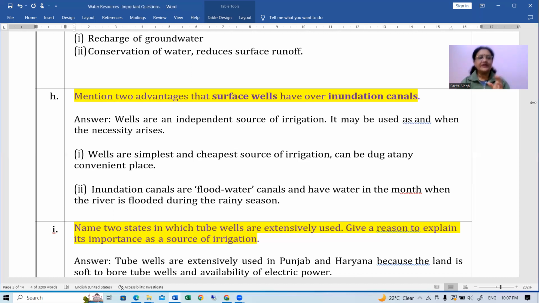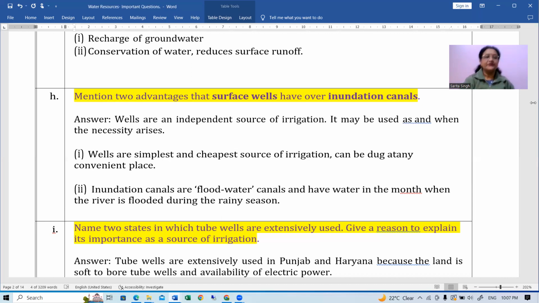And on the other side, inundation canals are floodwater canals. These are also known by this name, floodwater canals. The reason is that they only carry water during the floods, right? In the months when the rainy season is there, during that time these canals are useful. So just think of it, these canals are useful when we are already getting water by rains, right? That is why this becomes less important for the northern plains especially, right?